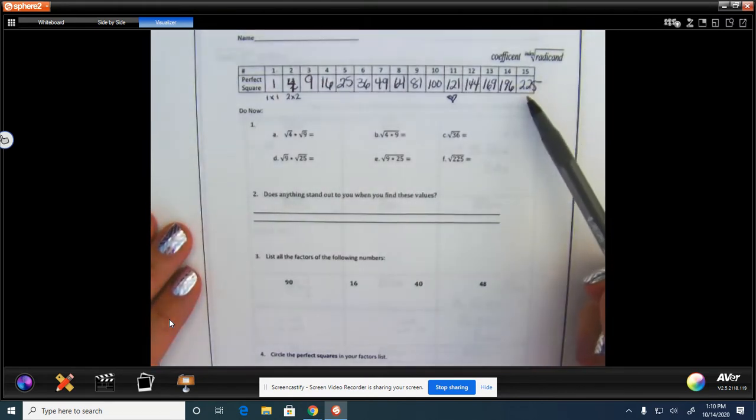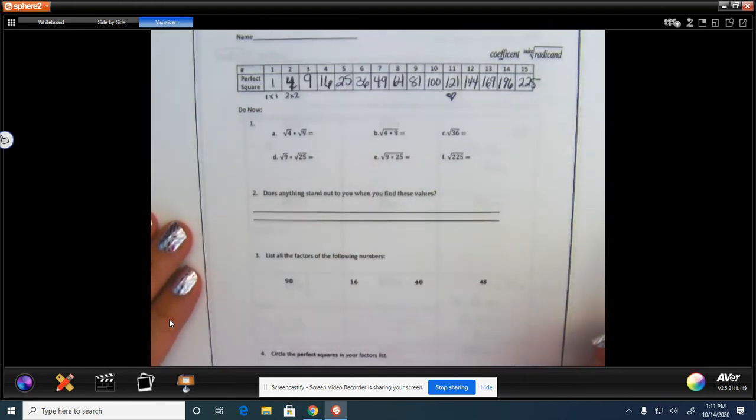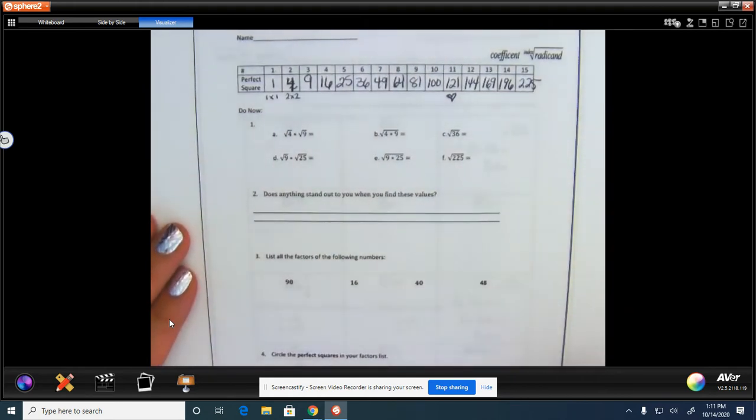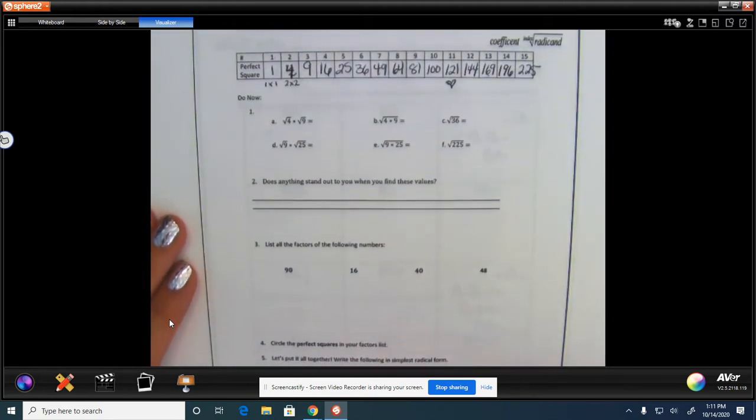I highly recommend that you memorize these numbers the way that I have. Don't mess that one up like I did, so that you're able to write them down on your quiz or test or anything like that when it comes time to be using them.